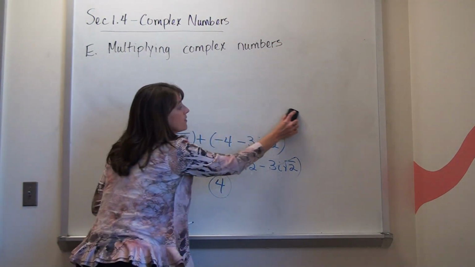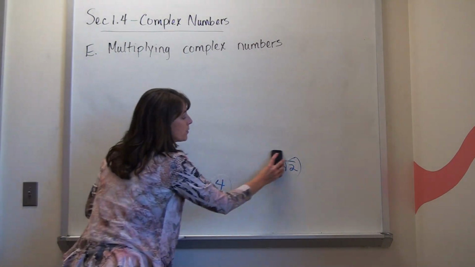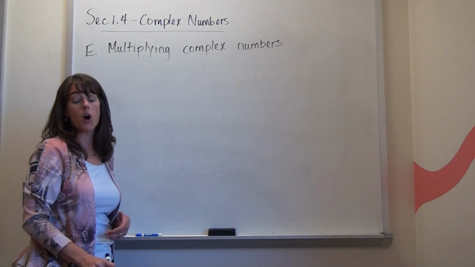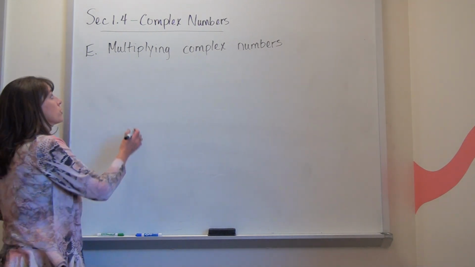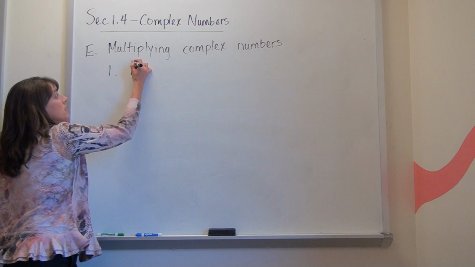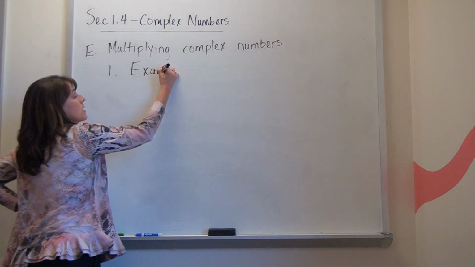Again, sounds very difficult, but it's not that hard because all you need to remember is that i acts like a variable until you see i squared. When you see i squared, then you're going to turn it into a negative 1. So let's take a look at, again, some examples.